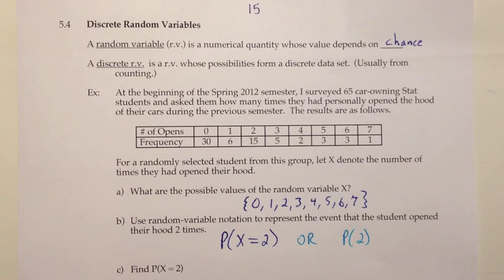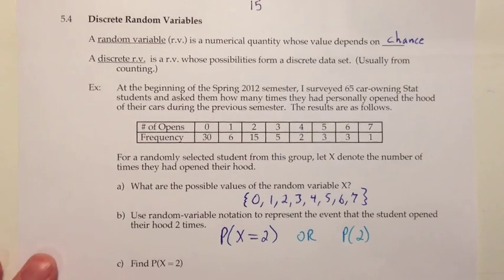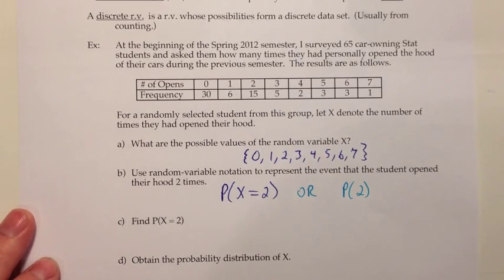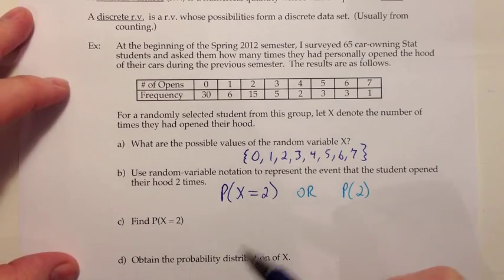If X is the number of times they opened the hood, and Y is the score they got on their last homework assignment, then I can't just ask P of 2 because I don't know if that represents hood opens or homework scores. But in this case there's only one variable, so it's okay to use that shorter version. And then as far as finding the probability that X equals 2 goes, this is actually just review of material that we did earlier in the chapter.